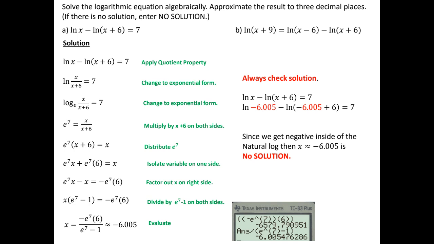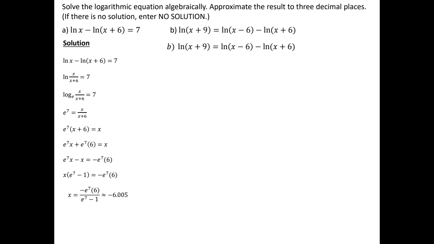All right. So let's solve this second one. The first thing that I'm going to do is I'm going to condense the right side by using my quotient property. So I have natural log of x plus 9 is equal to the natural log of x minus 6 divided by x plus 6. Since I have two logs that are equal to each other, I'm going to use my one-to-one property now. For this to be equal, the inputs have to be equal. So I'm just going to set the input values equal to each other. I have x plus 9 is equal to x minus 6 over x plus 6.